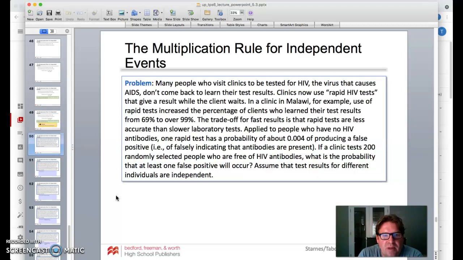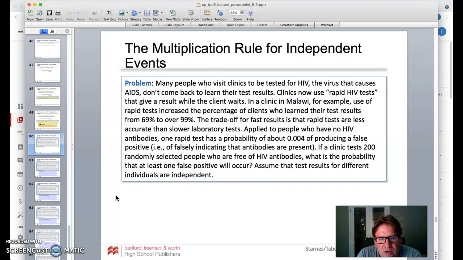All right, so here we go. We've got this problem. Many people who visit clinics to be tested for HIV, the virus that causes AIDS, don't come back to learn their test results. Clinics now use rapid HIV tests that give a result while the client waits. A clinic in Malawi, for example, uses a rapid test, which increased the percentage of clients who learn their test results from 69% to 99%. The trade-off for fast results is that rapid tests are less accurate than slower lab tests. Applied to people who have no HIV antibodies, one rapid test has a probability of about 0.004 of producing a false positive, falsely indicating that antibodies are present. So not a big chance there.